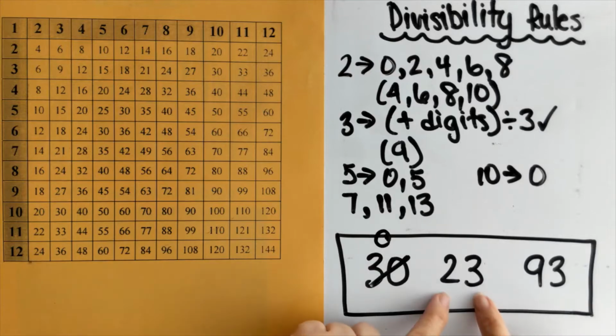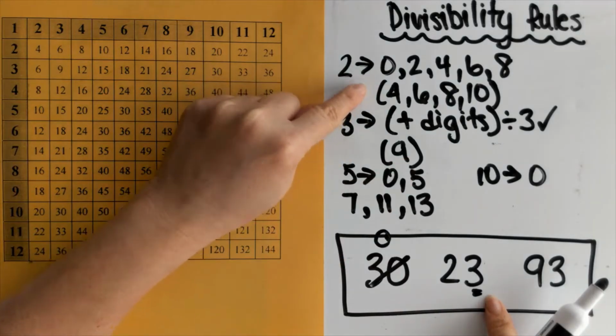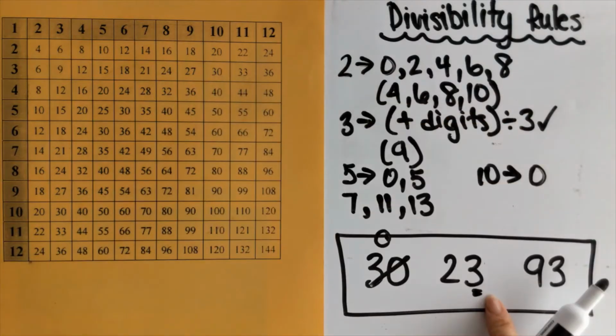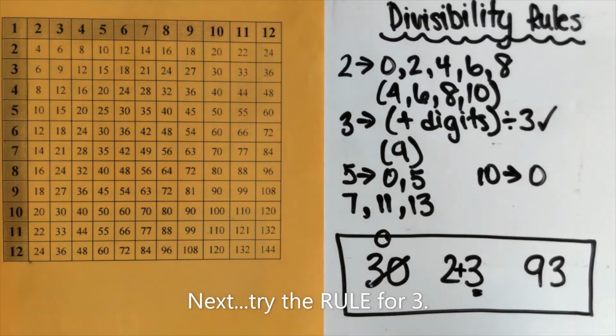Now let's look at 23. I look at the ending and I see that it doesn't end in an even number, so I know it's not divisible by 2, 4, 6, 8, or 10. Notice how many numbers we've just eliminated just by looking at that ending. Then we're going to check to see if this number is divisible by 3, and how we do that is we're going to add the two digits together. When you add these two digits, you're going to get 5.